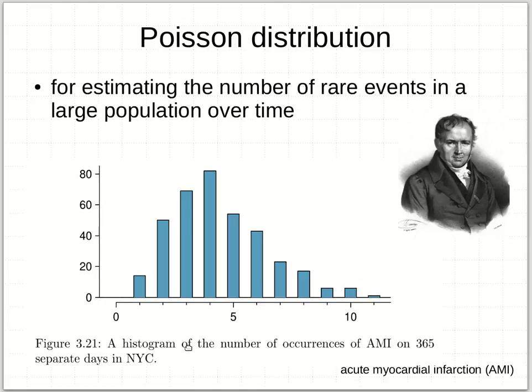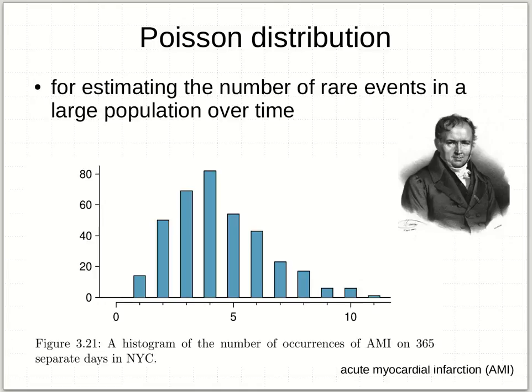So an example from a book is the number of occurrences of acute myocardial infarction over a whole year in New York City. Okay, so the number of occurrences on those 365 days would be a pretty decent number, and very few of those days would have lots and lots of those. Most of the days that we collected the data in had only 4 or so in a large population in New York City.